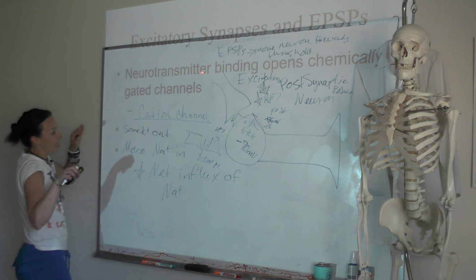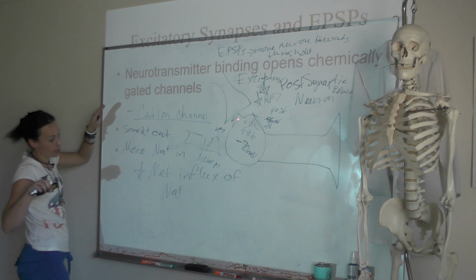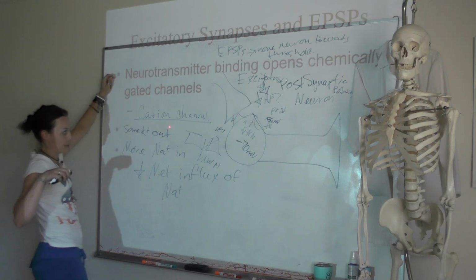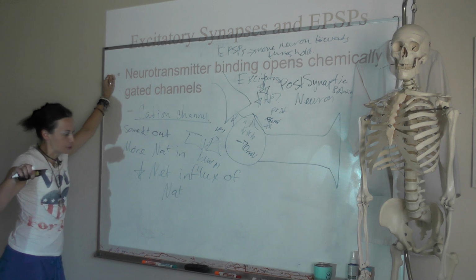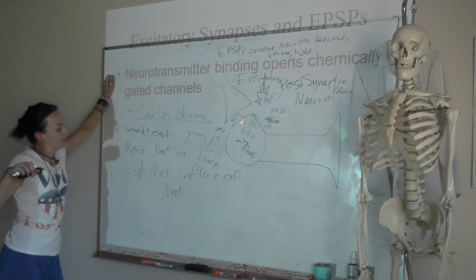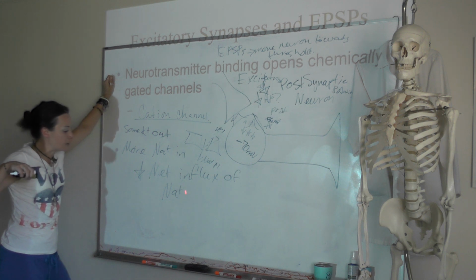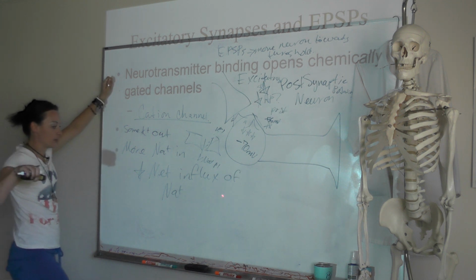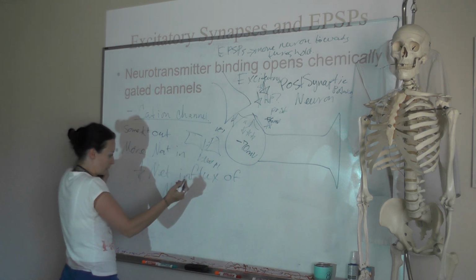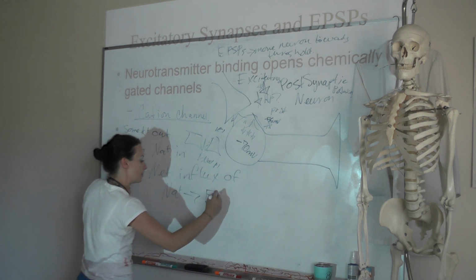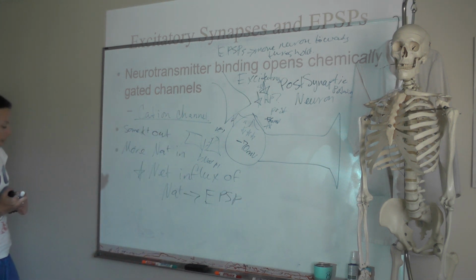So an excitatory synapse is the synapse that occurs when a neurotransmitter binding opens a cation channel. And that's going to result in an excitatory postsynaptic potential, because we'll have an influx of positive charge, as we have a net influx of sodium into the cell. This is going to create this excitatory postsynaptic potential and move us closer to threshold. Okay.